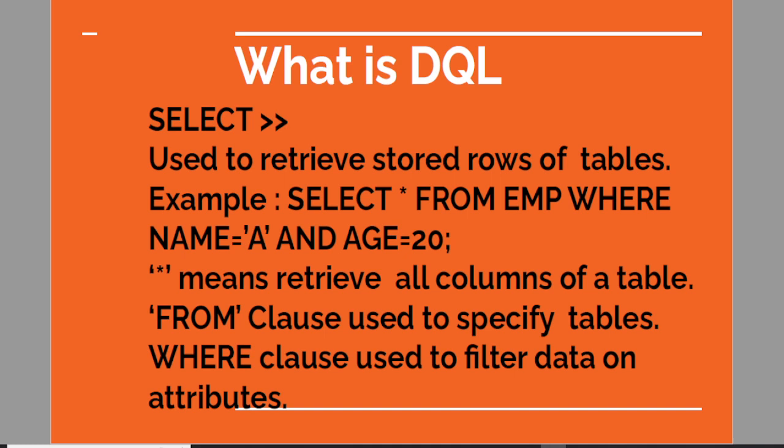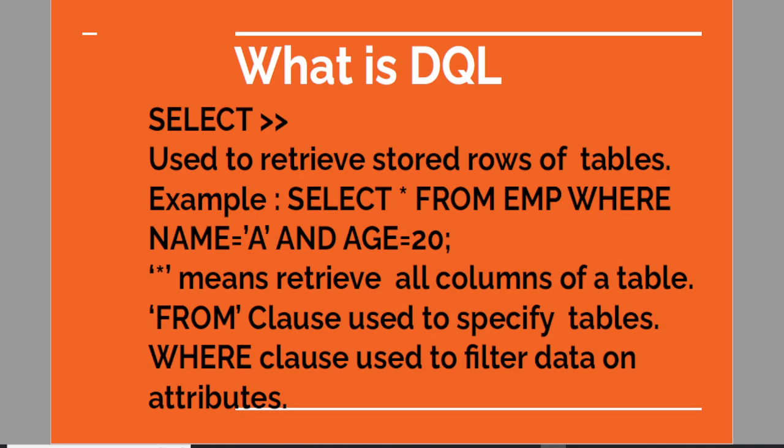What is DQL? Data query language. This is the select statement. A query means we have to search for something, we have to find something. That's why it's a query. Using the select statement we query our database. It is used to retrieve stored rows of a table.